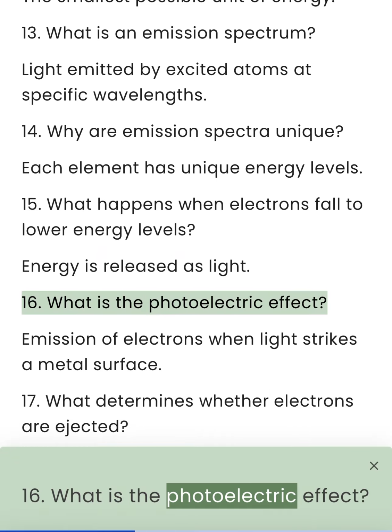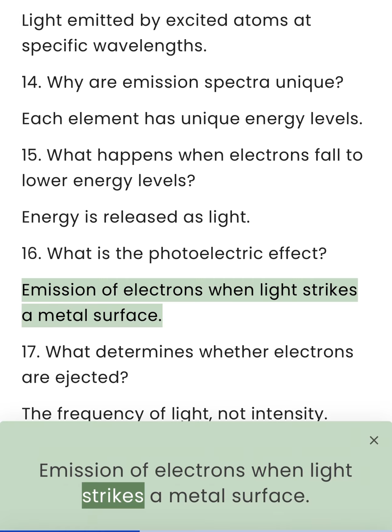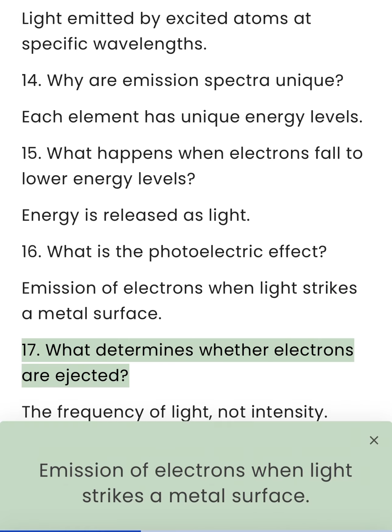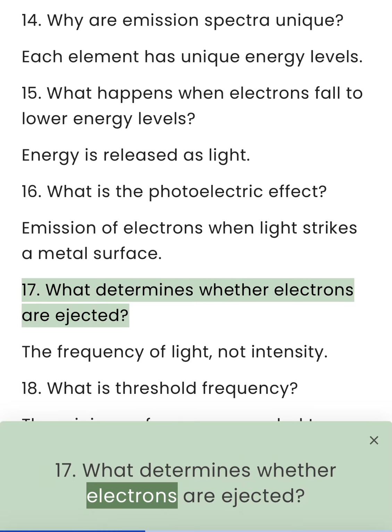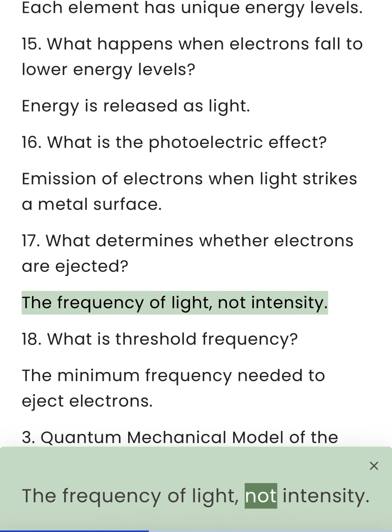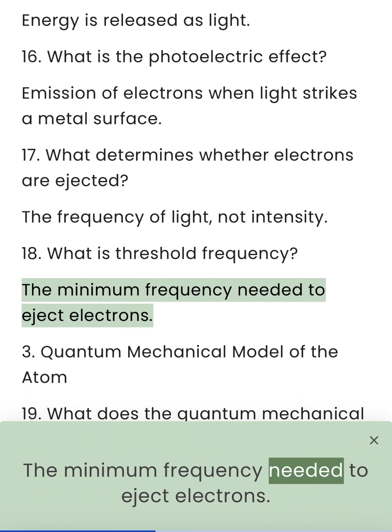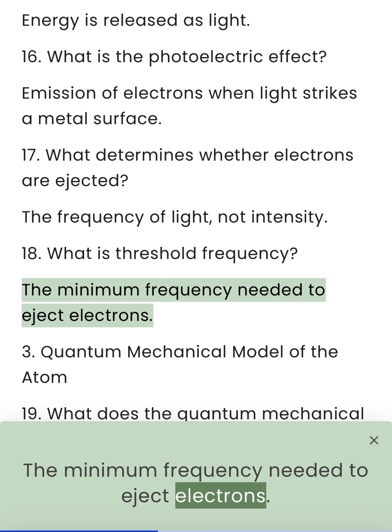16. What is the photoelectric effect? Emission of electrons when light strikes a metal surface. 17. What determines whether electrons are ejected? The frequency of light, not intensity. 18. What is threshold frequency? The minimum frequency needed to eject electrons.